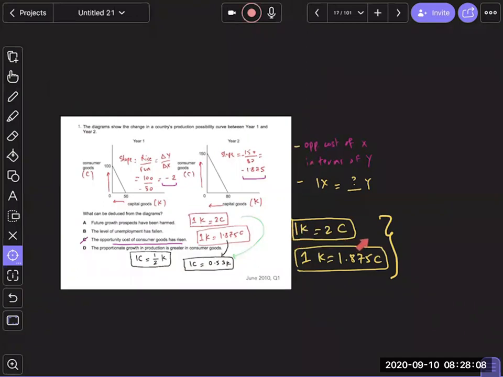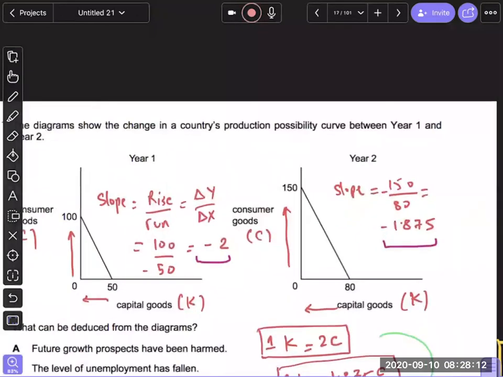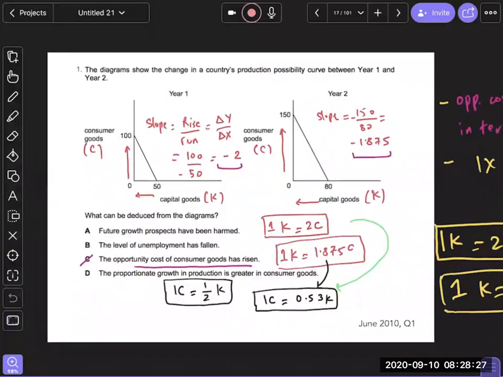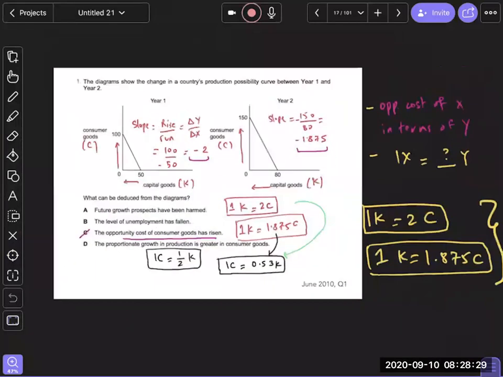Why do I remove the minus sign? Because remember, it's a downward sloping graph. Opportunity cost means it's a negative sign anyways. It's a downward sloping graph, so I don't need to worry about the minus sign. Make sense, Zainab? Minus means there is an opportunity cost. Do you get it, Zainab? Yes or no?